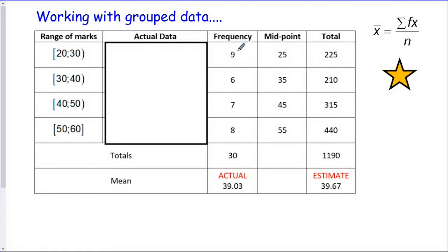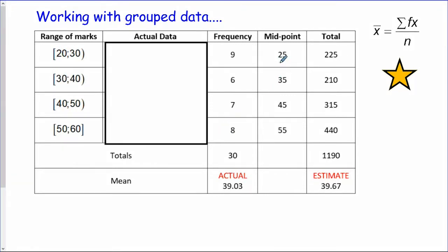the fact that 9 people achieved marks between 20 and 30 out of 60. 6 people achieved marks between 30 and 40. 7 people achieved marks between 40 and 50. And 8 people achieved marks between 50 and 60. Now we are asked to estimate the mean of this data, right?